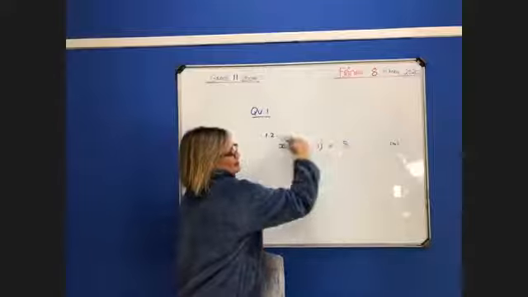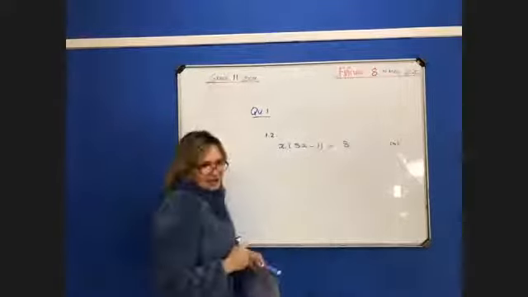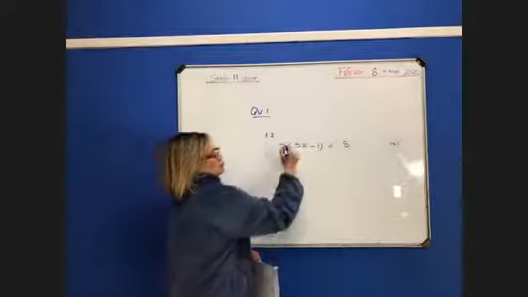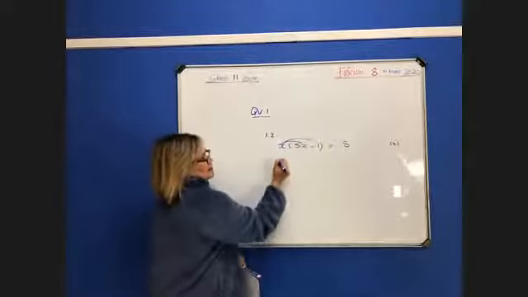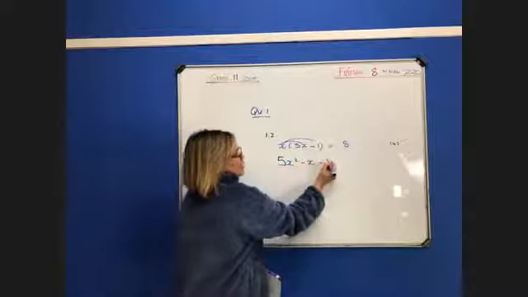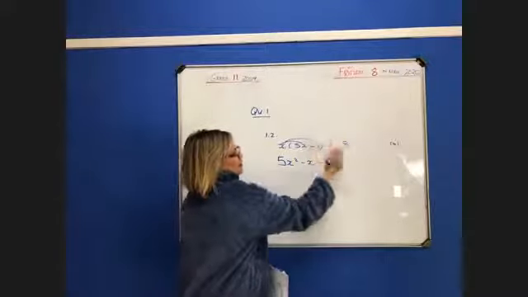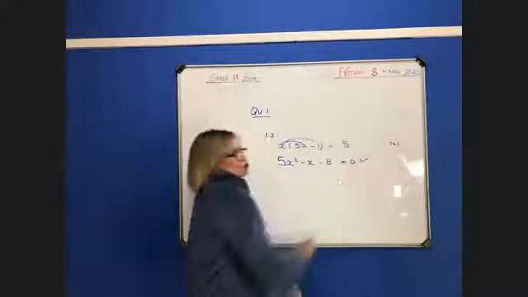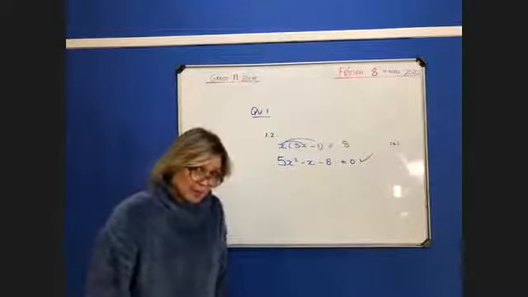If it's 8, then that must be 8 or that must be 8. So do you understand? You have to distribute out the bracket. You have to get rid of that bracket. Bring the 8 over, equals to 0.